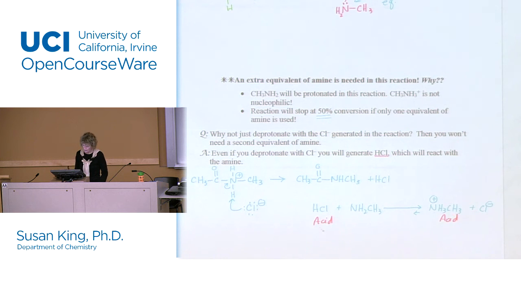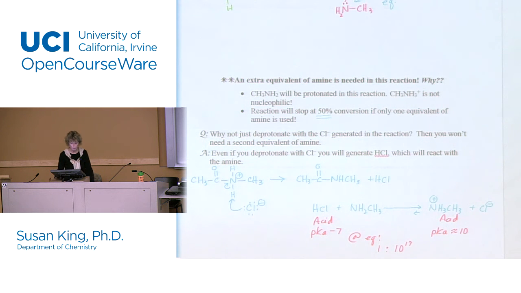And we look up the pKa. This is pKa minus 7, and this is pKa about 10. So at equilibrium, we have one hydrochloric acid for every 10 to the 17th protonated amine. So it really doesn't matter what we use.